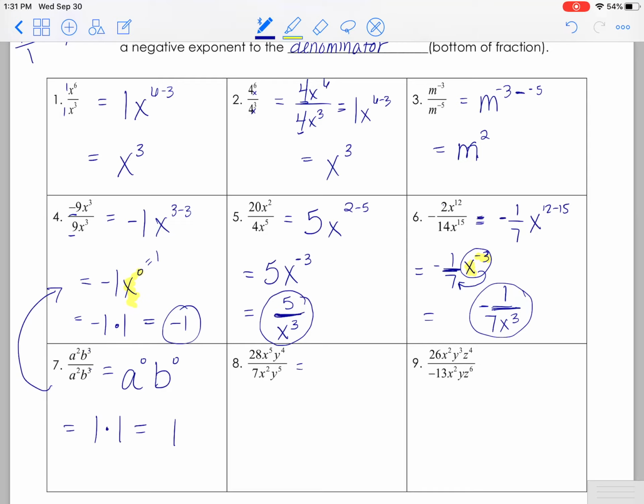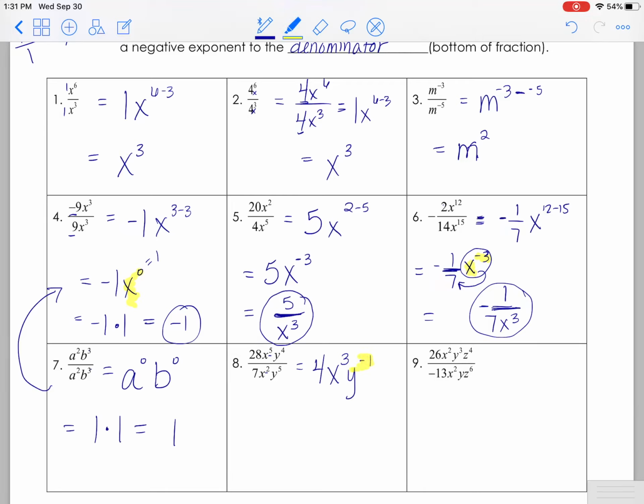All right, example number 8. So 28 divided by 7 gets me 4. Now I'm going to work with my x's. So I have x to the third power. So 5 minus 2 gets me 3. Then I'm going to subtract my y's. Again, always start at the top. 4 minus 5. That gets me a negative 1. Okay?